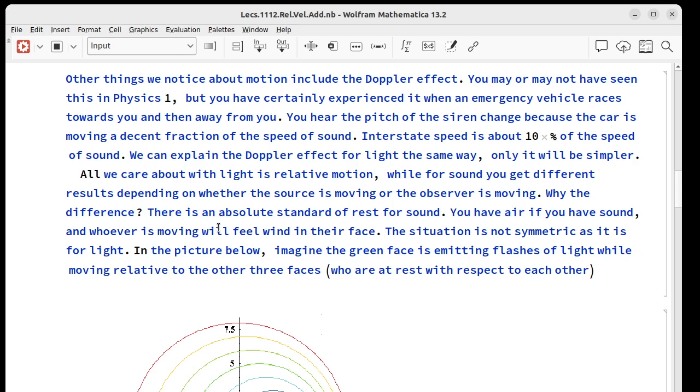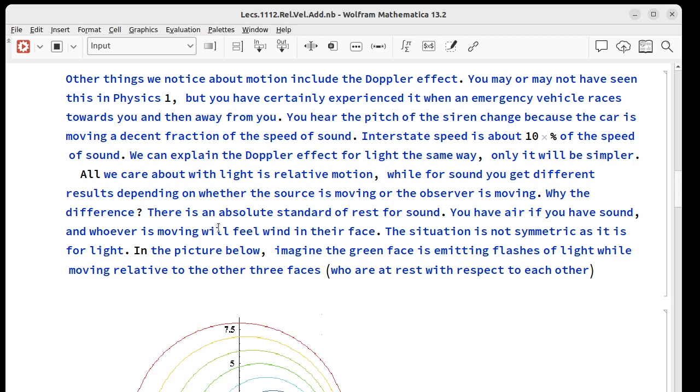You may have seen this in Physics 1, but you've certainly experienced it if you've driven anywhere, when you hear a fire engine or ambulance or a police car moving towards you and then away from you. You hear the pitch of the siren change, and the reason is that the car is moving at a reasonable fraction of the speed of sound. Interstate speed is about 10% of the speed of sound, for example.